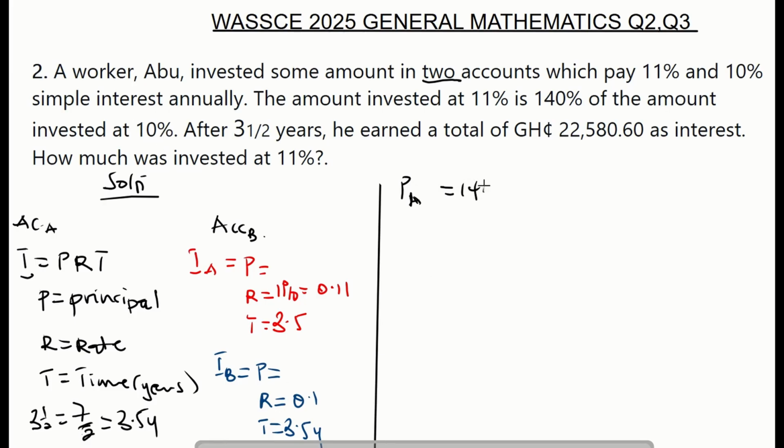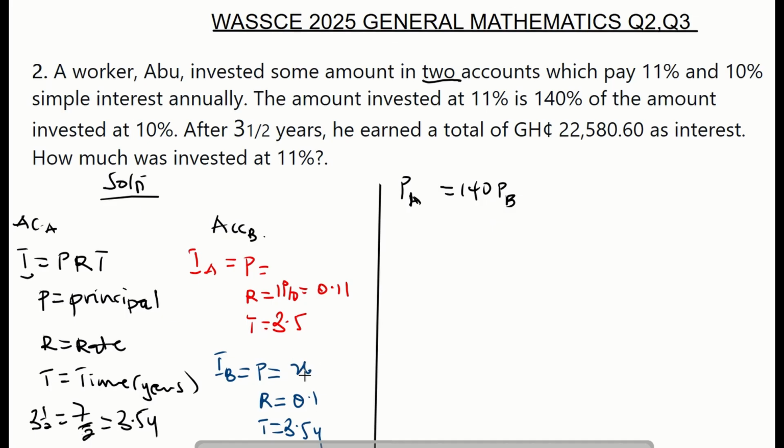So it means 140% times the amount invested in account B, which is the principal for the second one. We don't know P for the second one, so let's assume the amount invested there, which we don't know, to be X.